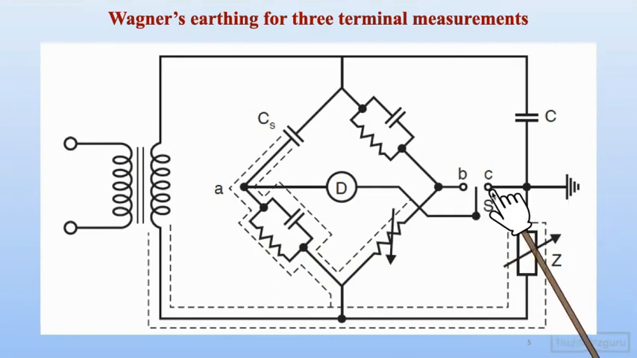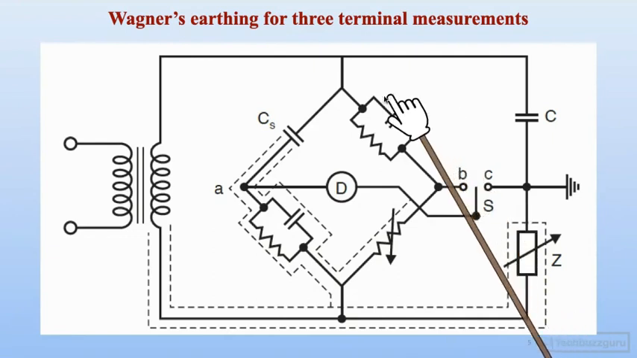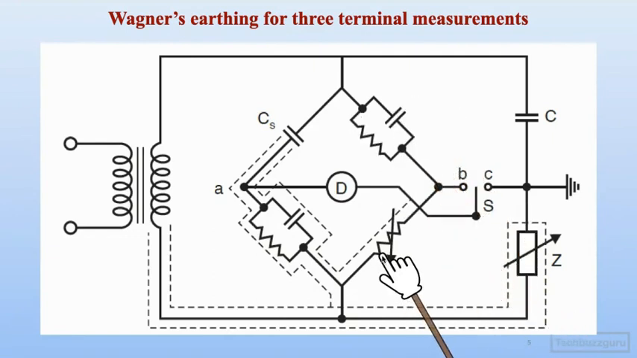Then the switch is thrown to position C. When this is connected to position C, this arm and this arm will get eliminated. So naturally, the new set of ratio arms that are connected in the circuit will try to arrive at the null condition. Since this is connected to ground, when we achieve the new balance, the potential of point C becomes equal to the potential of point A, but not necessarily equal to point B.